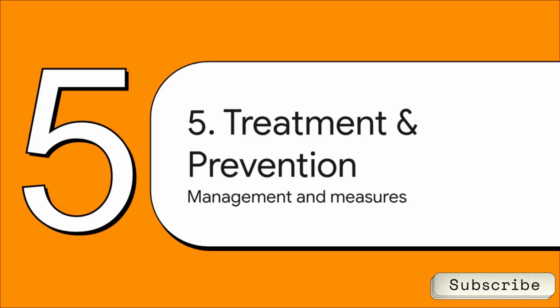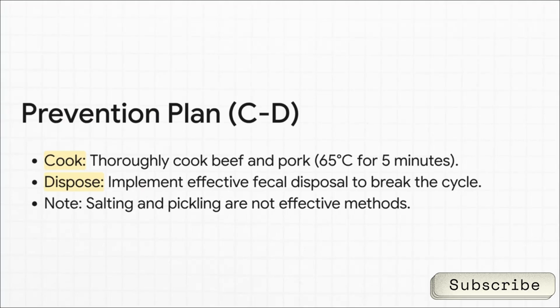Okay, so we've moved on to how we treat this infection, but more importantly, how can we prevent it from even happening in the first place? Prevention is actually beautifully straightforward. All you have to do is remember the mnemonic CD. C is for cook your meat thoroughly to kill any larvae, and D is for dispose of human waste safely to break that transmission cycle to animals. It's a simple public health message, but it is incredibly effective.